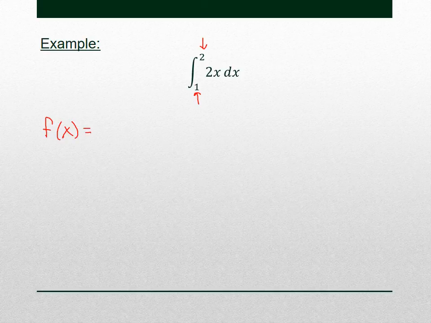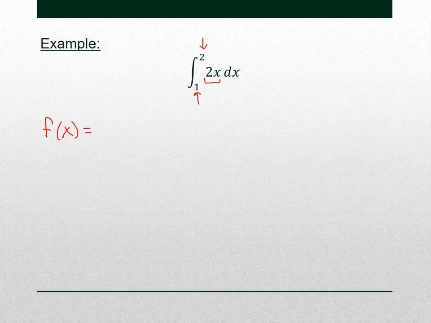Let's look at an example. So this says, what is the definite integral from 1 to 2 of 2x dx? So notice that it looks very similar to our indefinite integrals from before, except for these two numbers. And those two numbers, 1 and 2, are what tell us that this is a definite integral and not an indefinite integral. So what I want to do now is identify little f of x and capital F of x.